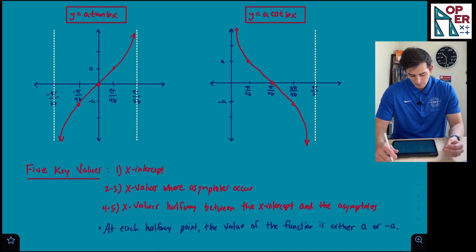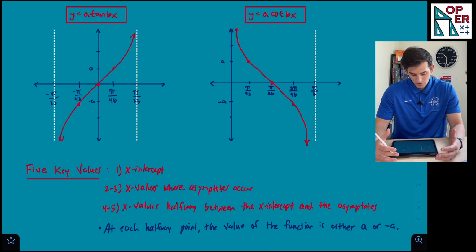Now the next 2 points will be x values where asymptotes occur. So for tangent, we have positive and negative pi over 2b. And for cotangent, we have pi over b and also the y-axis, which would be x equals 0. So there's 3 points, and then the next 2 points are going to be x values halfway between the x-intercept and the asymptotes. So for tangent, we're going to have pi over 4b, positive and negative. And for cotangent, we're going to have pi over 4b and also 3 pi over 4b.